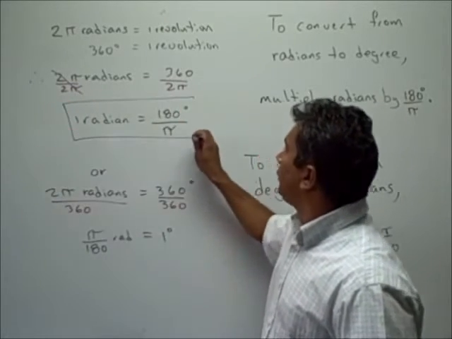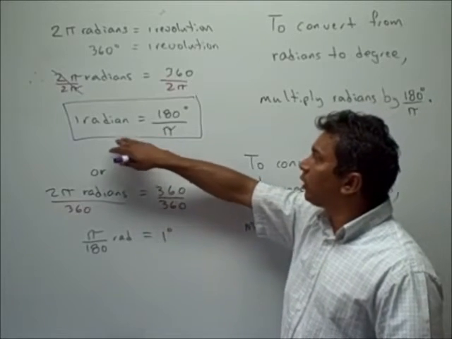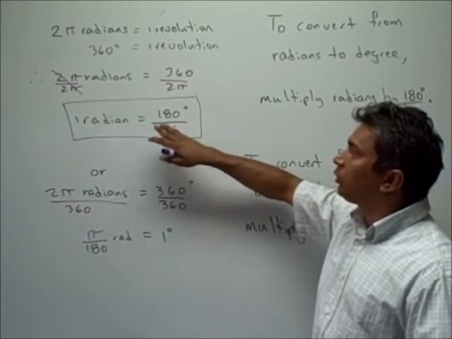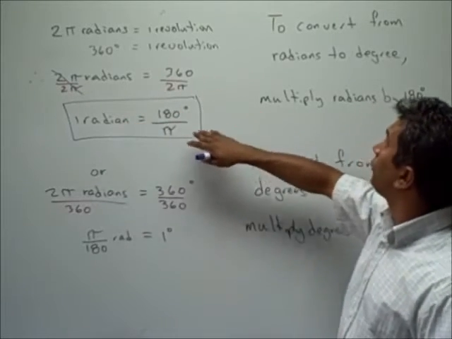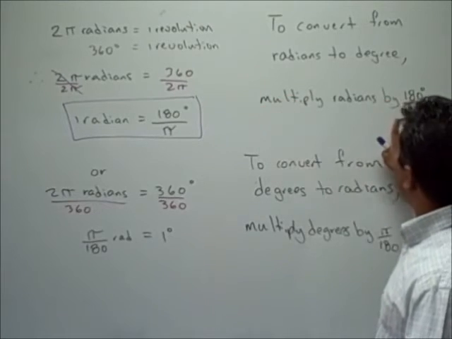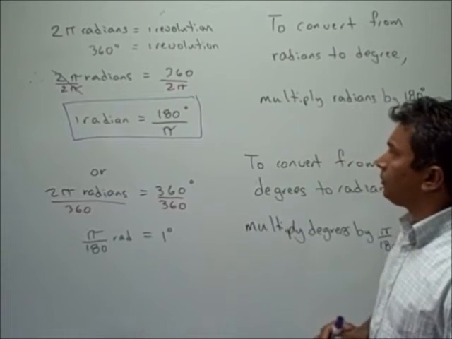This gives us very useful information. We can use this then to convert any radian measurements to degrees. So to convert a radian to degrees, we multiply that radian by 180 over pi, since we know that 1 radian is equal to 180 over pi.